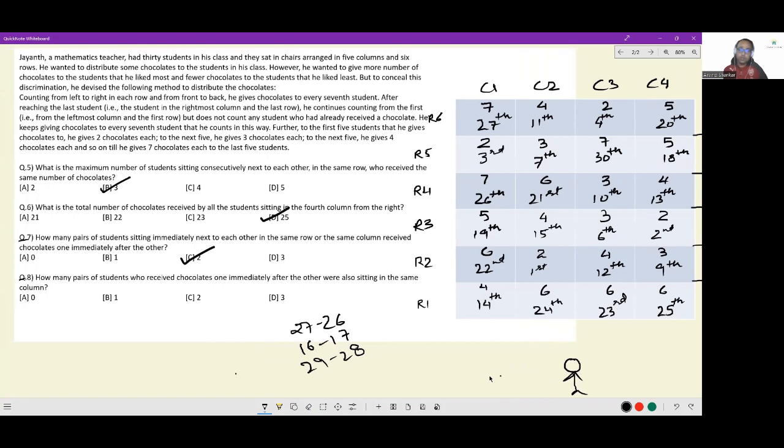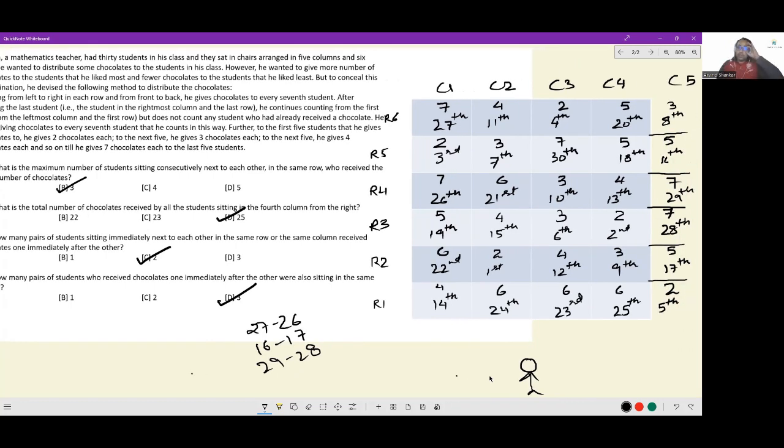There are 3 pairings now. How many pairs of students who received chocolates immediately one after another were also sitting in the same column? There were 3 pairings. 27th kid, 26th kid, 16th kid, 17th kid, 29th kid, 28th kid. There are 3 such pairings. And that is the entirety of this set.